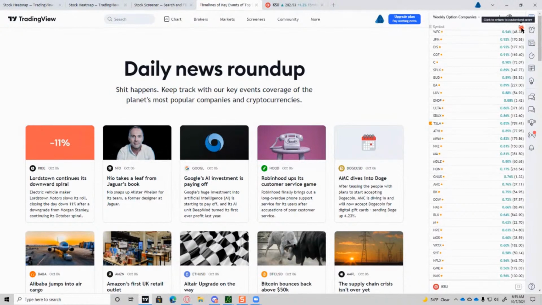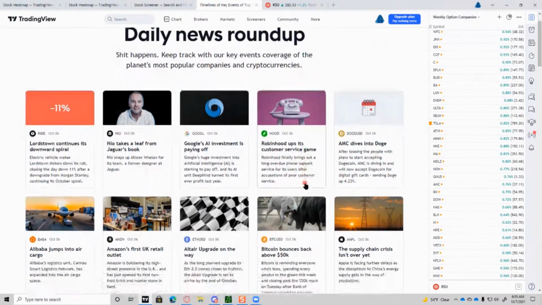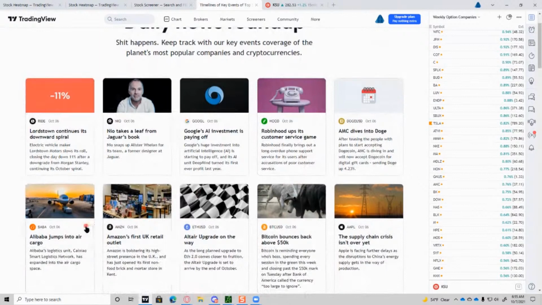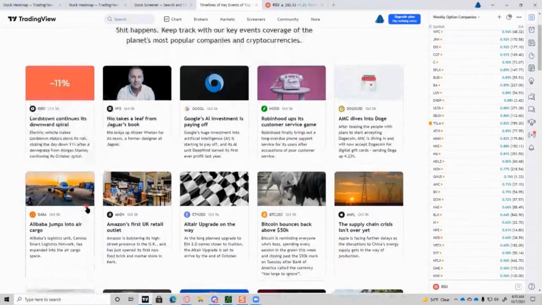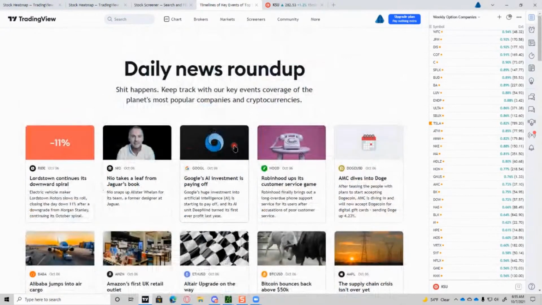On the news, I don't hit through all of these. There's no reason to. But there was Lordstown, NIO, Google, Robinhood had some pretty decent news coming out in the last few days. It looks like they're just trying to really pop anything out there that is positive, like a market waiting on a catalyst.